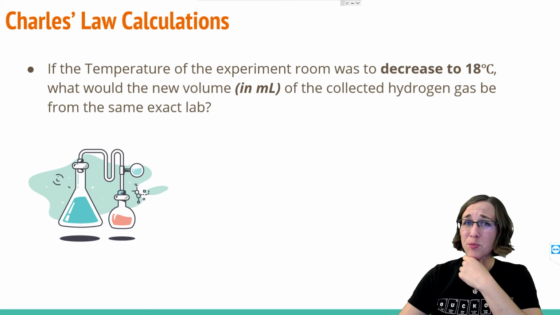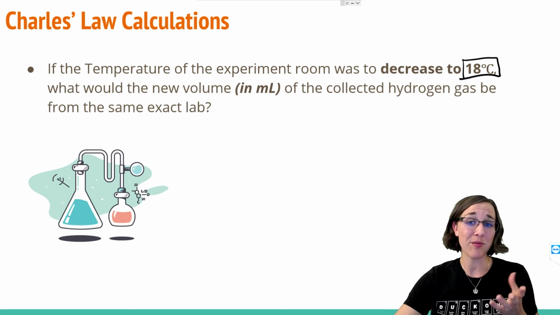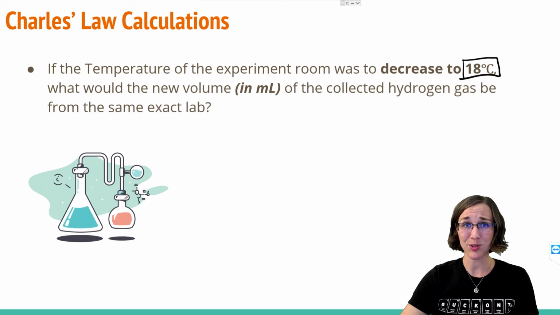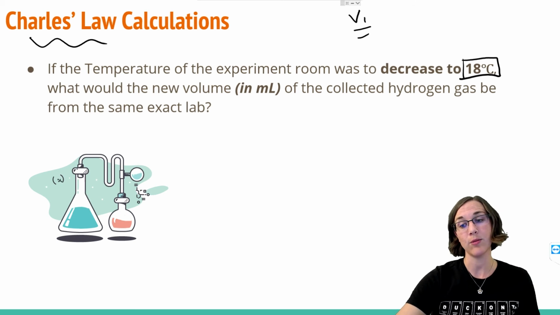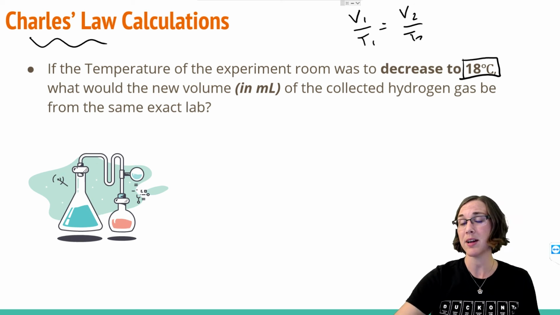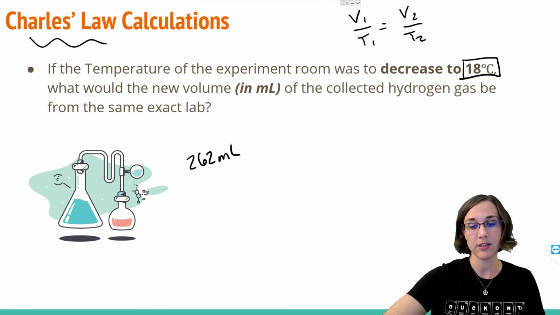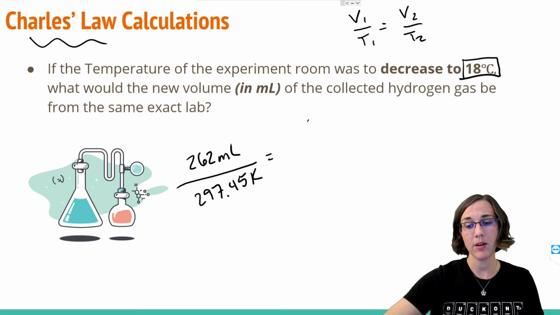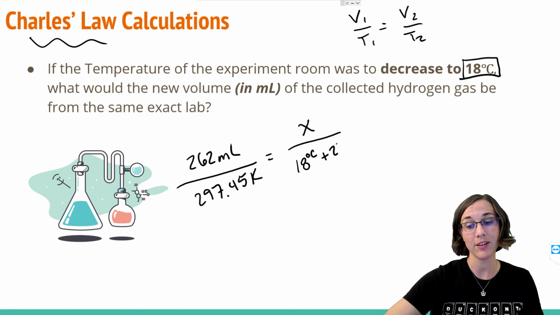Okay, but what if the room that I conducted the experiment in actually decreased in temperature to 18 degrees Celsius? What would be the new amount of volume I could have collected of hydrogen gas? And how much impact would that have on my lab results? We can use Charles' law, which is just V1 over T1 equals V2 over T2, to see what kind of impact this would have. Initially, we collected 262 milliliters at a temperature of 297.45 Kelvin. And we want to know what our new volume would be at 18 degrees Celsius, which we have to convert to Kelvin as well.